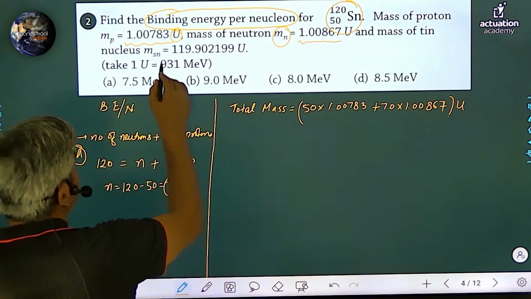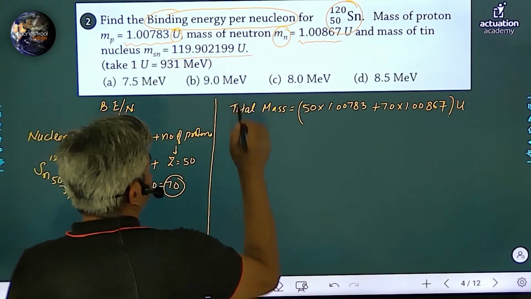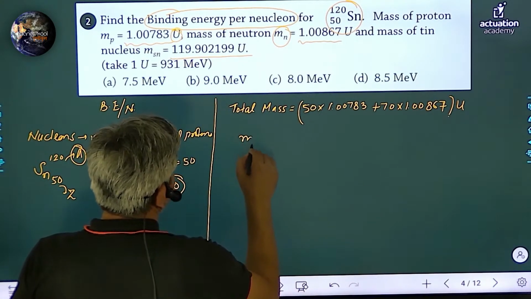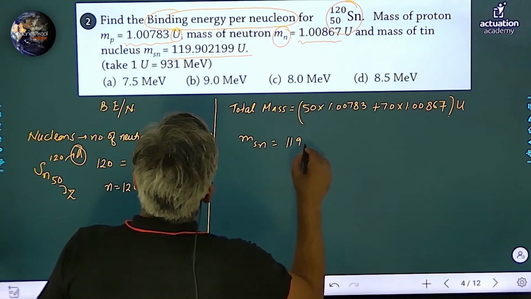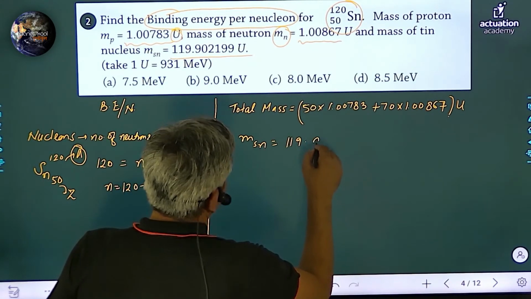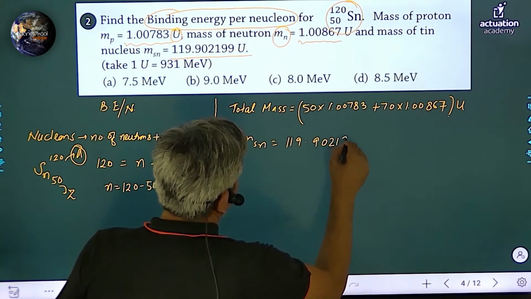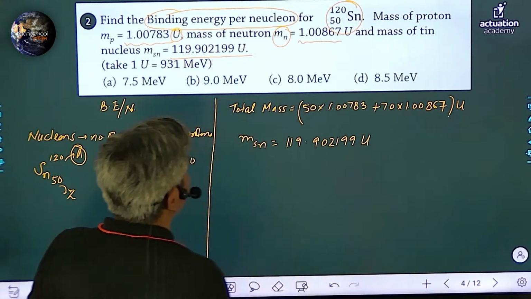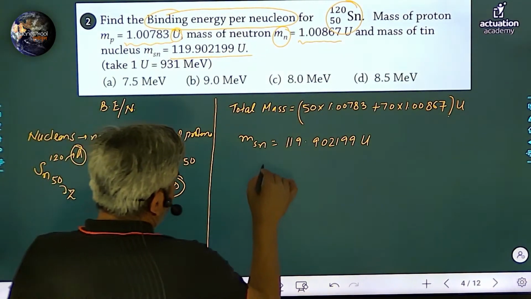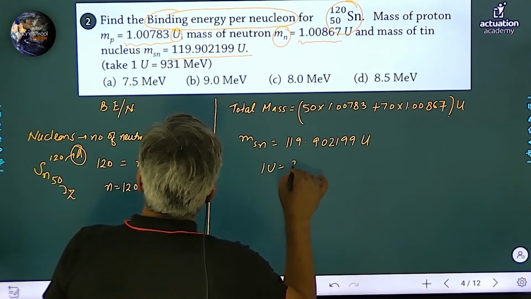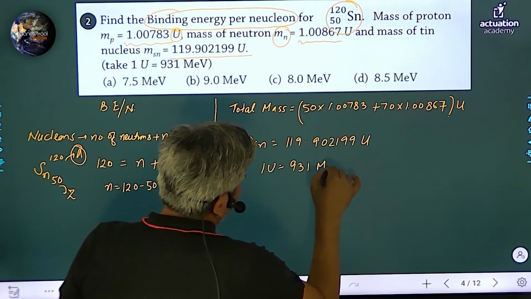Also, the mass of the tin nucleus, which is given here, is 119.902199 atomic mass unit. Also, it is given that one atomic mass unit is equal to 931 mega electron volt.